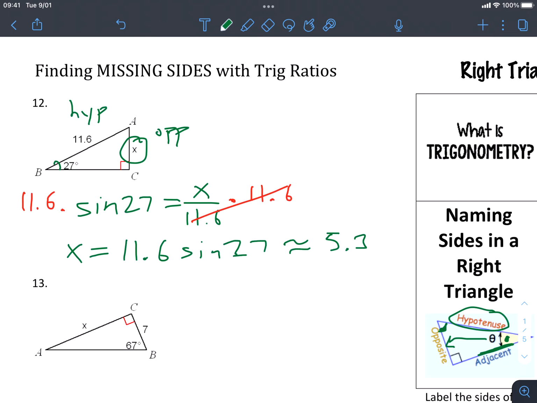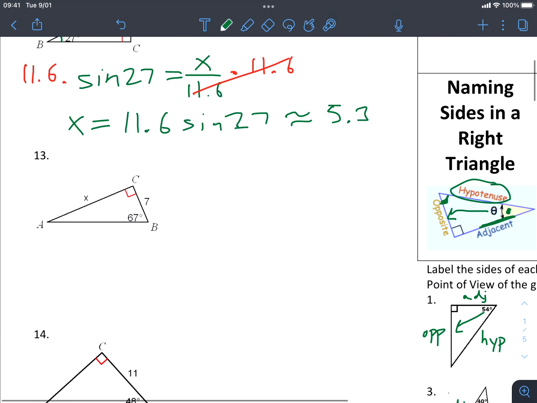And that's cool. We knew one side and one angle, and we were able to find one of the missing sides. We could also find the other side, like BC. The problem doesn't ask for that, but we could if we wanted to. So that's how you go about doing that. Let's try another example.